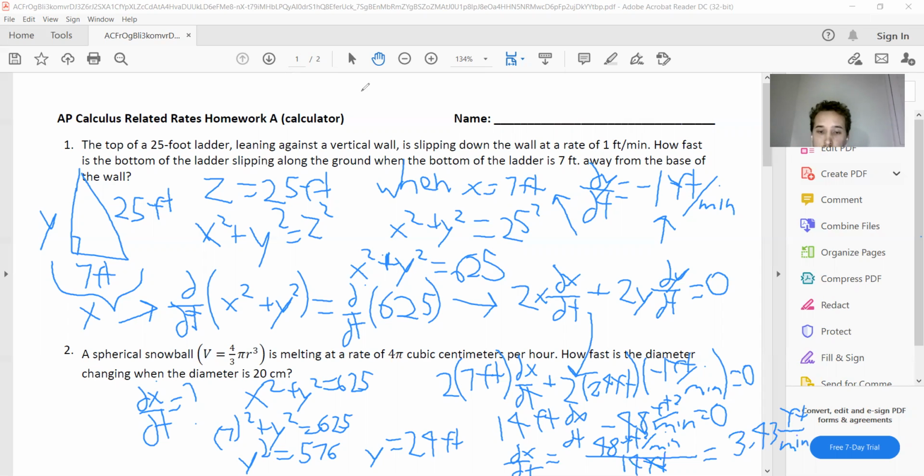Notice that it is positive, so that means x is getting bigger, which would make sense as y gets smaller, right? As the ladder slips down the wall, the ladder is going to slide along the ground, and the distance between the ladder and where the ground and the wall meet is going to get bigger, so that makes sense. We get a positive 3.43 feet per minute. So that is how fast the bottom of the ladder is slipping along the ground.